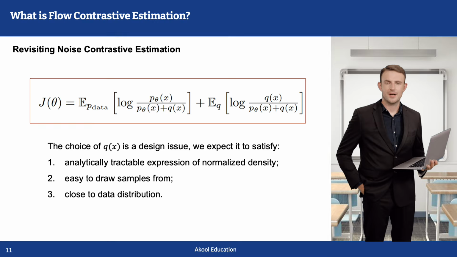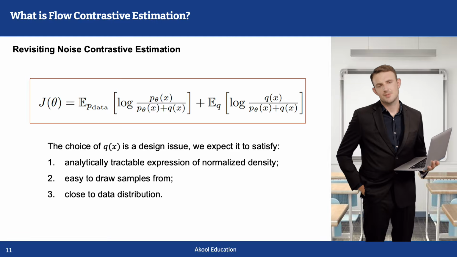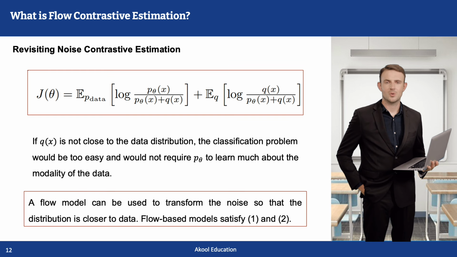First, it should have an analytically tractable and normalized density so that it's easy to compute. Secondly, it should be easy to sample from, since we need many noise samples during training. Thirdly, it should be close to the data distribution, so the classification problem is neither too easy nor too hard. If the noise distribution is too different from the real data, the task becomes trivial and the model learns little.